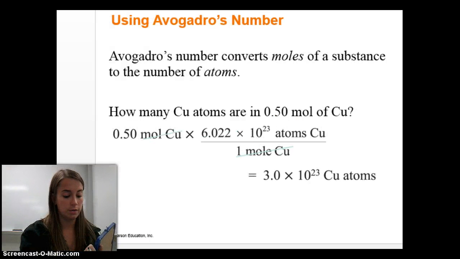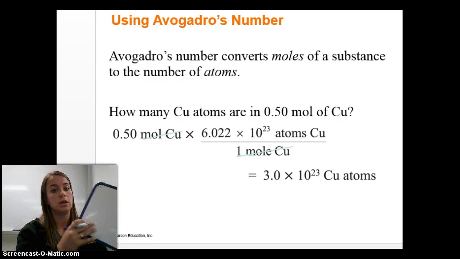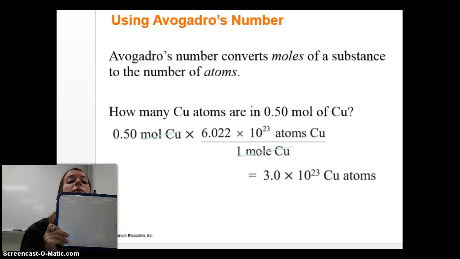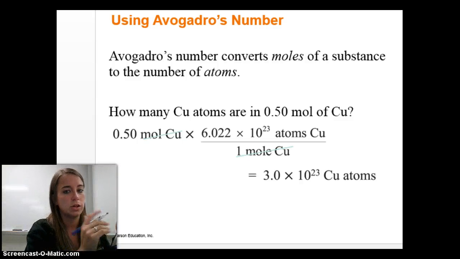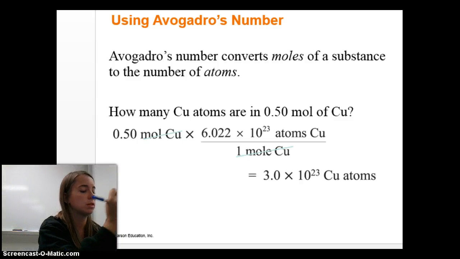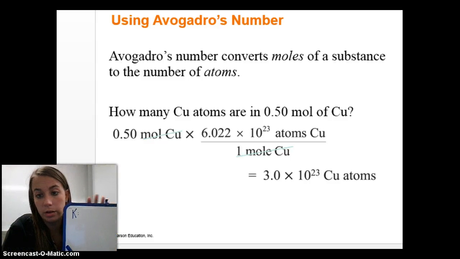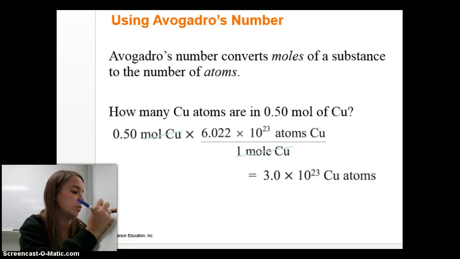All right, so we're going to have to use cups for these problems. So I have my handy dandy whiteboard here. I'm going to show you how to do these problems. Okay, so first starting with our knowns. What do we know? Well, we know that we have half a mole of copper. So I'm going to write down 0.5 mole of copper.